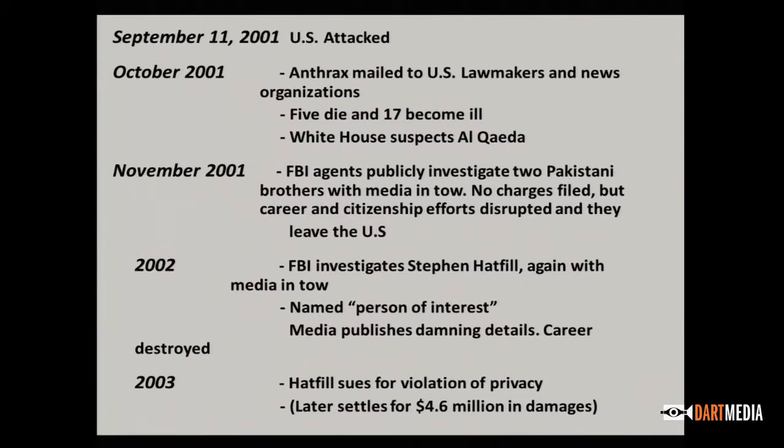He was named as a person of interest, and the media published details about Stephen Hatful, who he was, how he had access to anthrax, how he had perhaps sent these letters, trying to link the anthrax letters and the crime to Stephen Hatful. Well, his career was destroyed, his marriage was destroyed, his livelihood, and it turned out to be a false accusation.